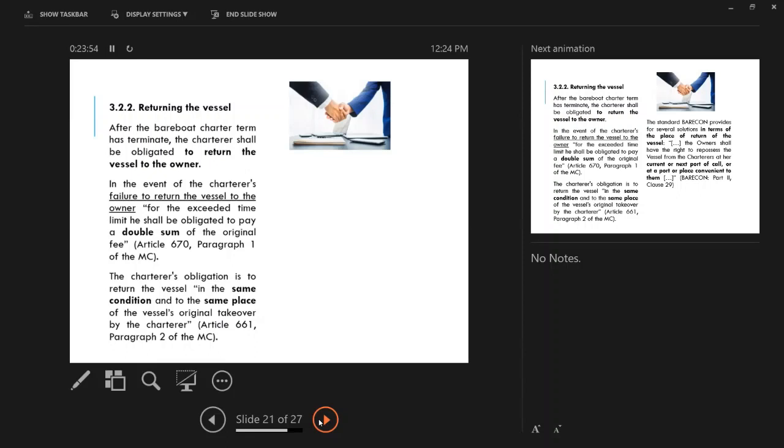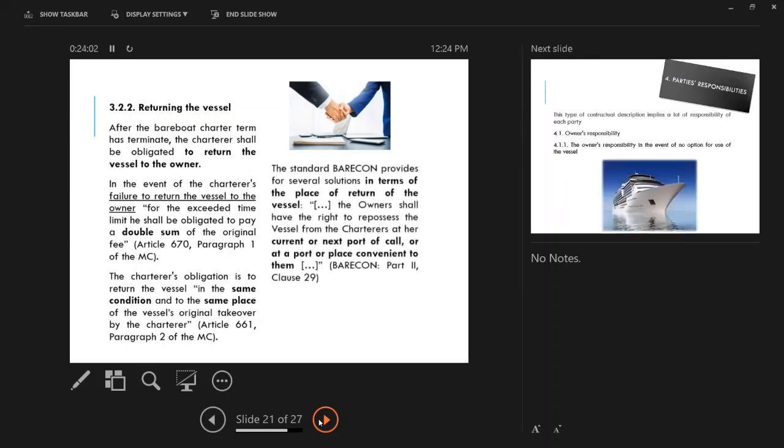So, of course, condition of the vessel and the time of redelivery is also really important. Also, what kind of provisions we can find, for example, in BERCON? So BERCON provides several solutions in terms of place of return of the vessel. So the owners shall, in this case, according to BERCON, have the right to repossess the vessel from the charterers at her current or maybe next port of call, or at the port and place convenient to them. So BERCON provides several solutions in the subject of redelivery of the vessel.